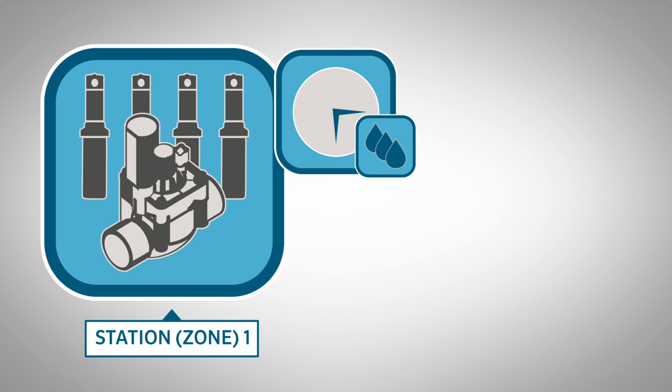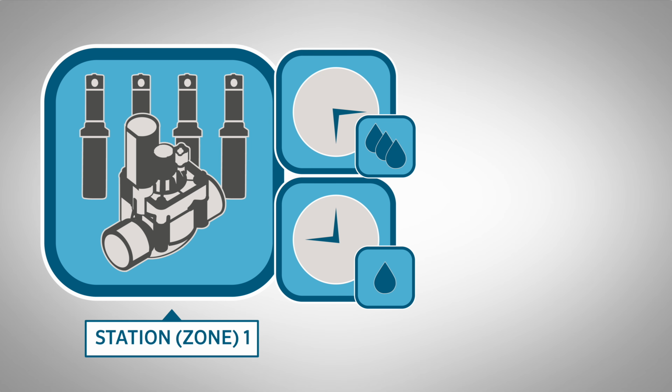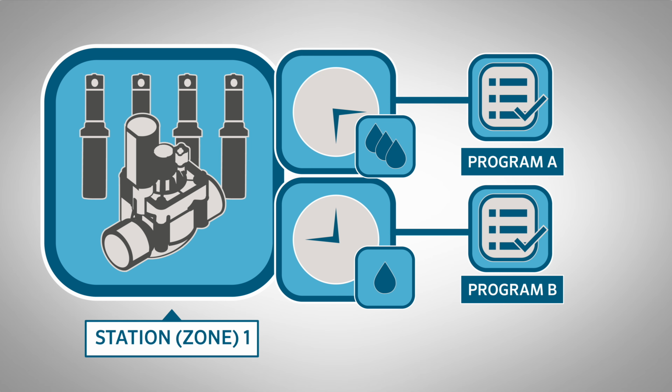For even greater irrigation control, you can set various station run times in the separate programs to allow for flexible watering durations. Let's say Station 1 needs 10 minutes of watering in the morning, but only requires 5 minutes in the evening. You can set the two run times using different programs.